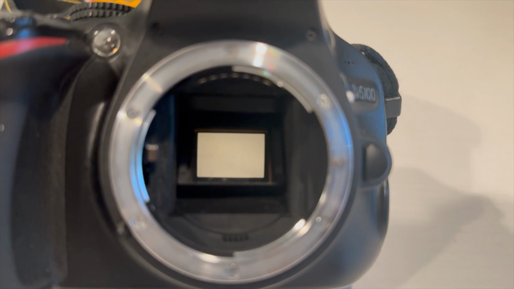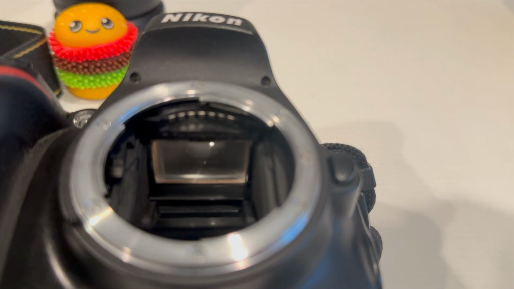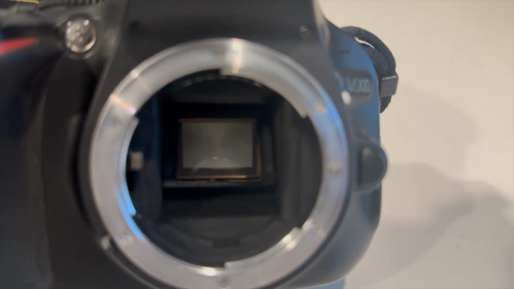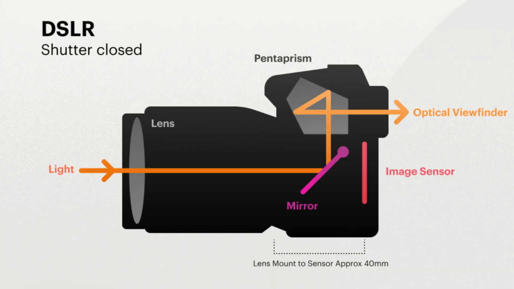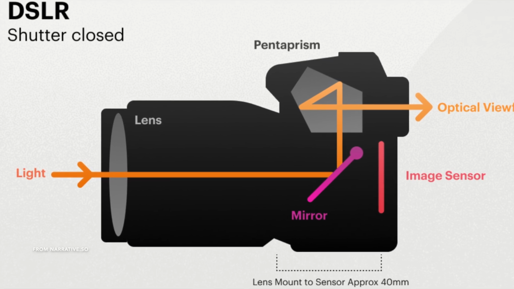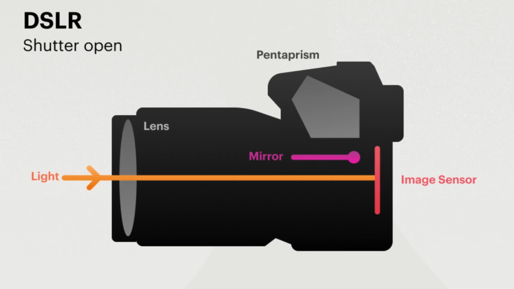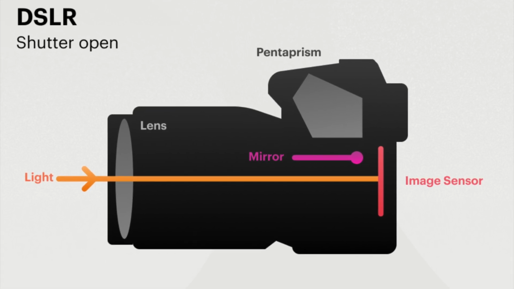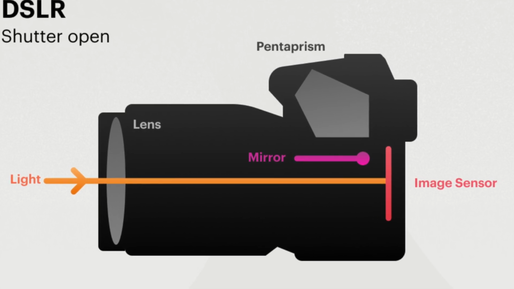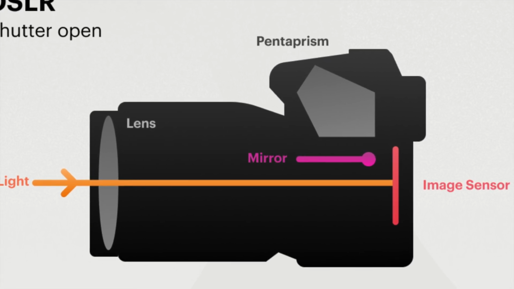Let me show you. This is the inside of a DSLR camera. Here you can see the mirror, which is on an angle, and it reflects the light on top to the viewfinder. When the shutter is closed, the mirror reflects the light to your viewfinder. But when you take the picture, the mirror moves up and the light is reflected to the image sensor where the image is created. This movement of the mirror is what causes the loud sound when you take a picture.